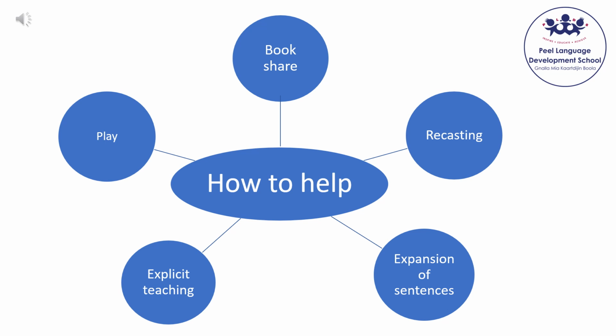Reading storybooks with your child helps to model correct grammar use. So these can be simple picture books for younger children, or more complex, even chapter books for older children to model more complex sentence structures.